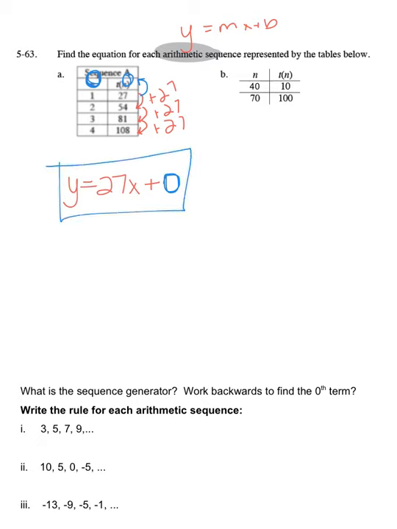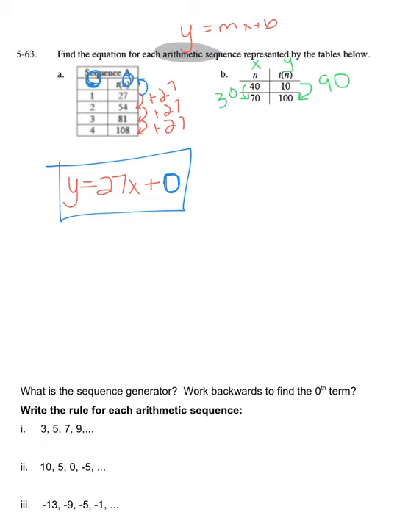On problem B, the table is not quite as easy. We jump from 40 to 70 and from 10 to 100. So it increases by 90 over a span of 30 positions. This is similar to calculating a slope. What's the change in the y versus the change in the x?